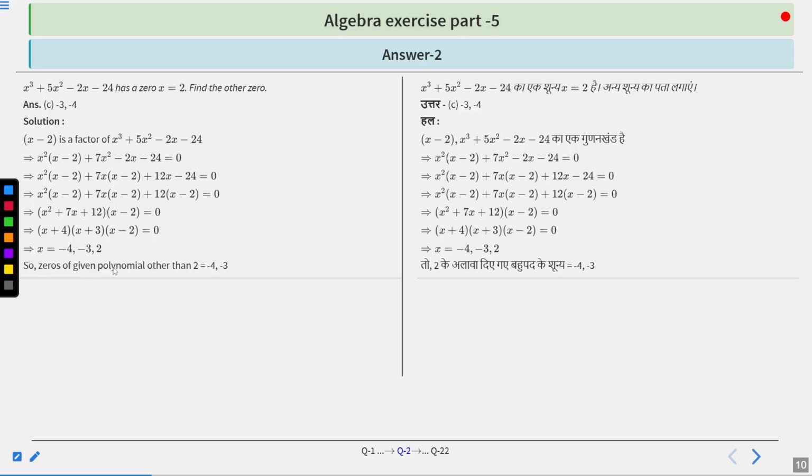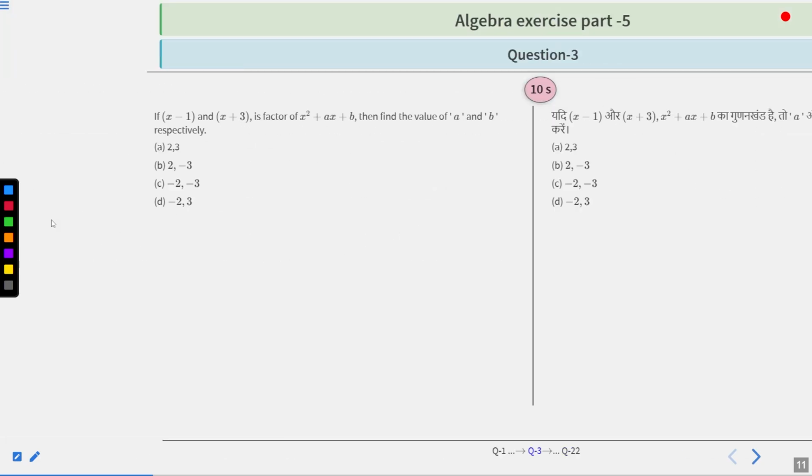Therefore, we have three zeros: minus 4, minus 3, and 2. So the zeros of the given polynomial other than 2 are minus 4 and minus 3. Therefore, option number C, minus 3 and minus 4, is the correct option.